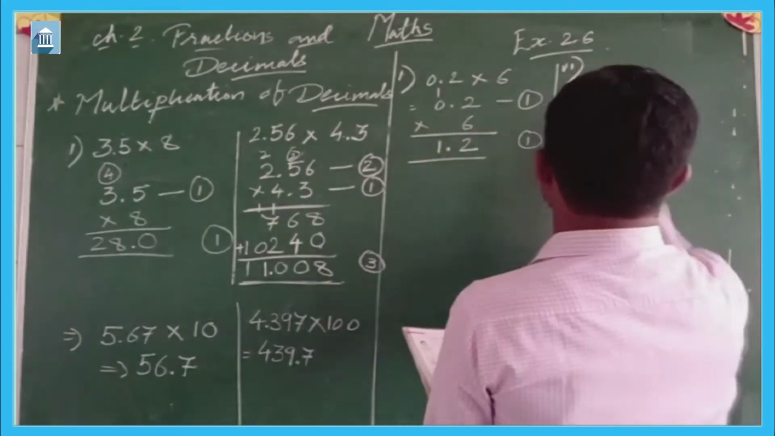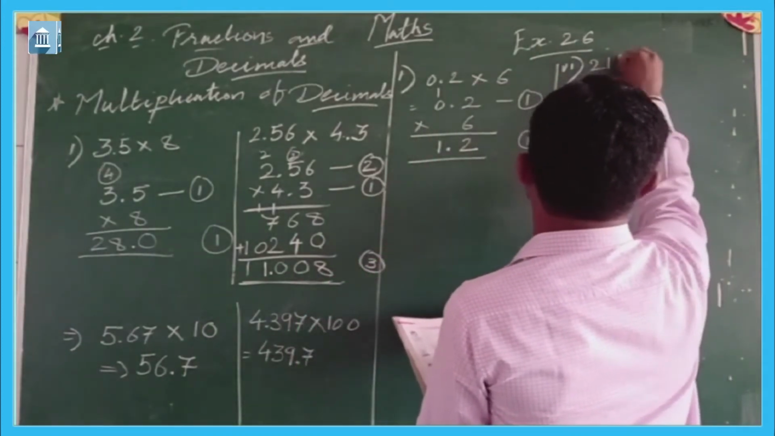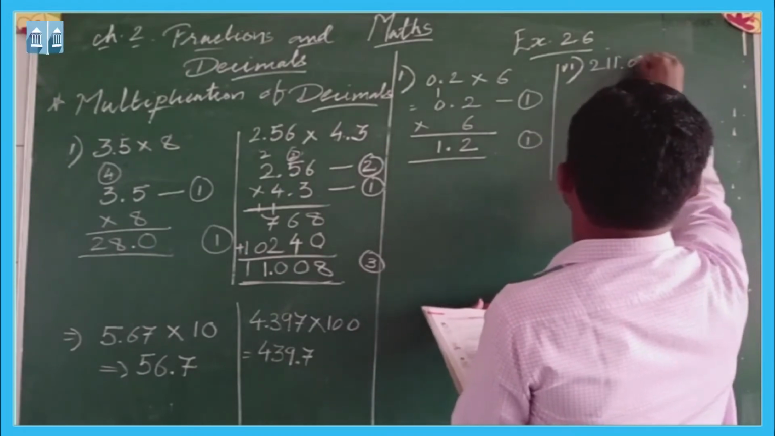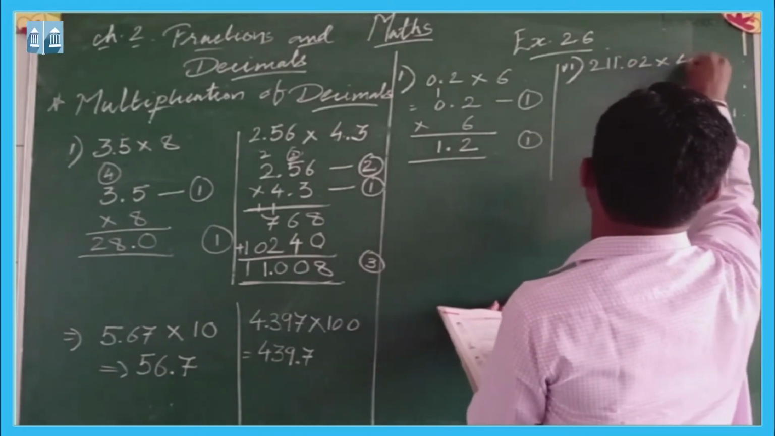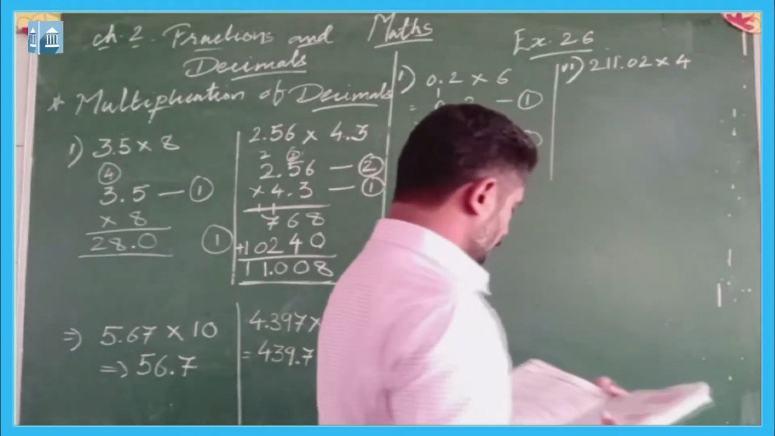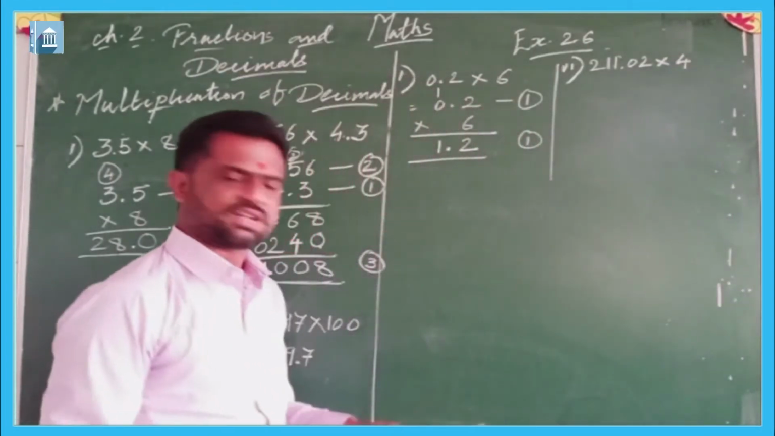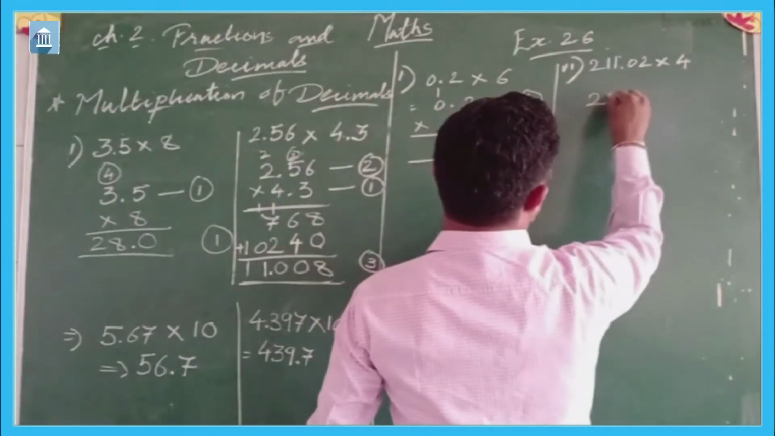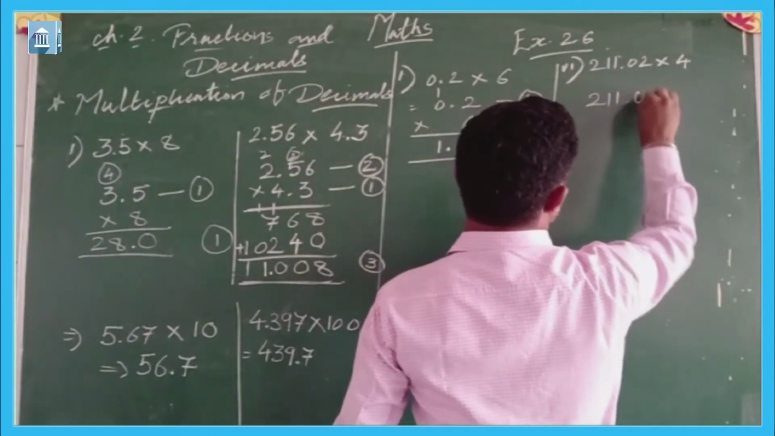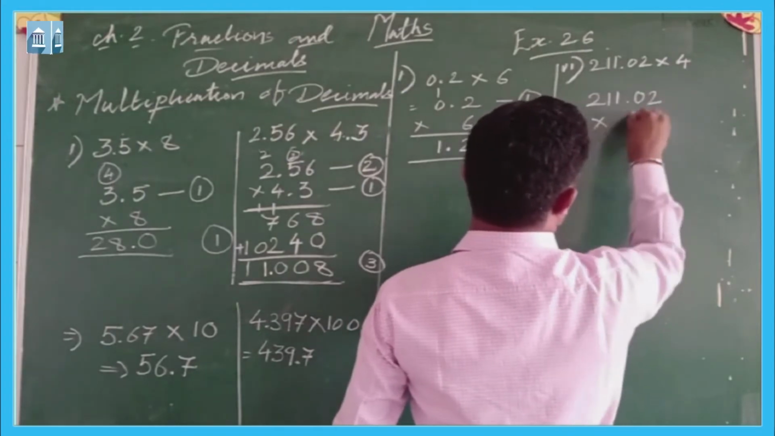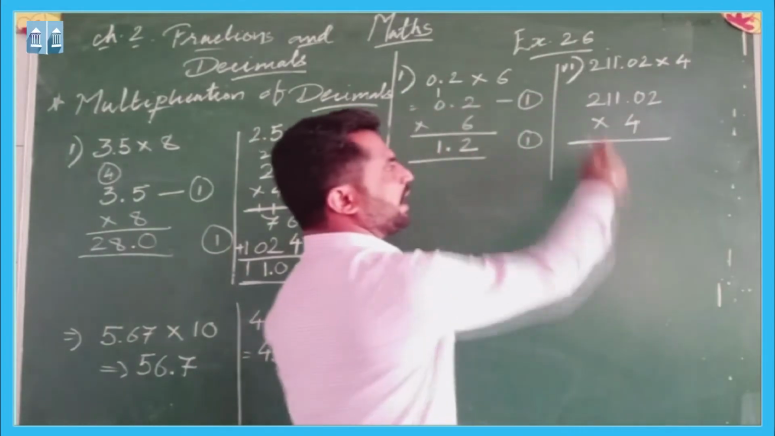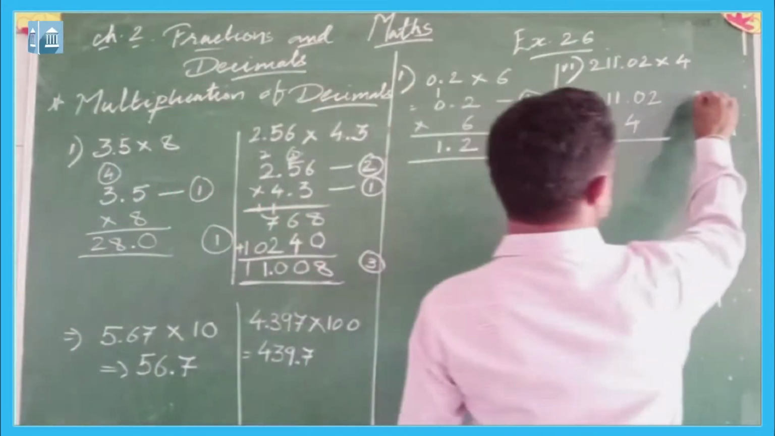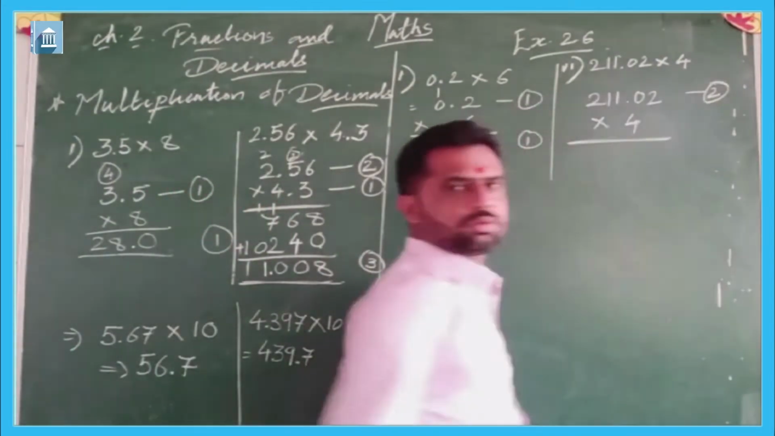Question number 6 is 211.02 multiplied by 4. Now here we write 21102 multiplied by 4. Here again we have to see that after the decimal point there are 2 digits, so we are writing 2 here.